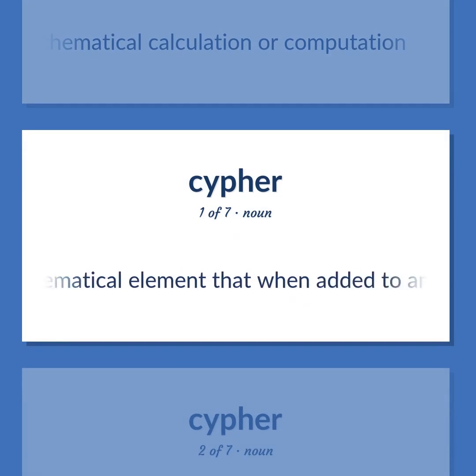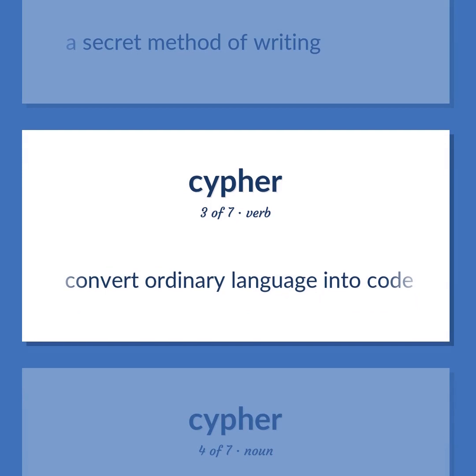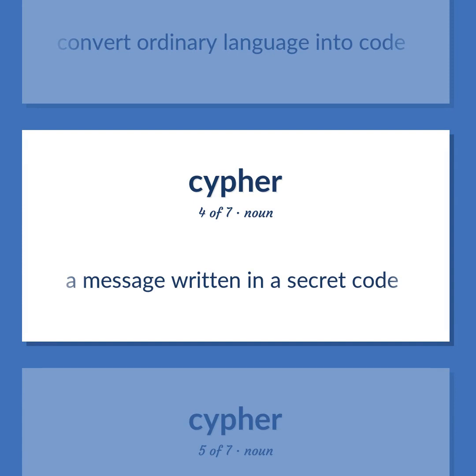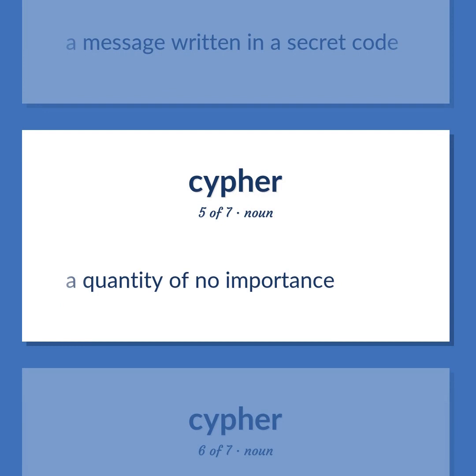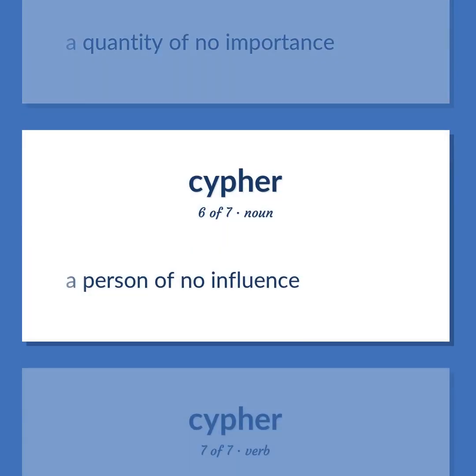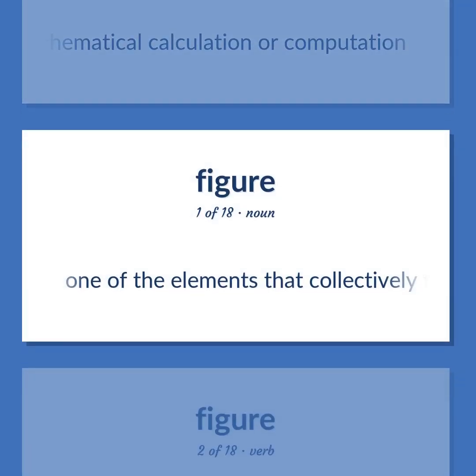A mathematical element that when added to another number yields the same number. A secret method of writing. Convert ordinary language into code. A message written in a secret code. A quantity of no importance. A person of no influence. Make a mathematical calculation or computation. One of the elements that collectively form a system of numeration.